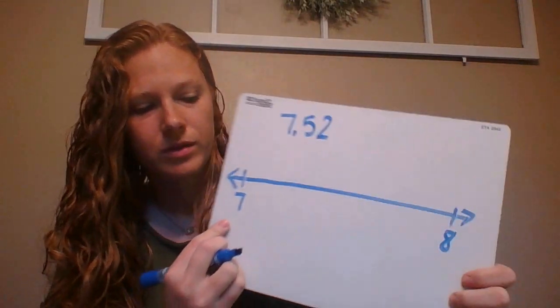This will be our last one that we do together. We're going to plot the point 7 and 52 hundredths, so 7.52. We're going to draw our number line. And I know that it's going to be between 7 and 8 because it's not going to be smaller than 7 because I know it's more, but it's not to 8 yet. So my 2 endpoints will be 7 and 8.